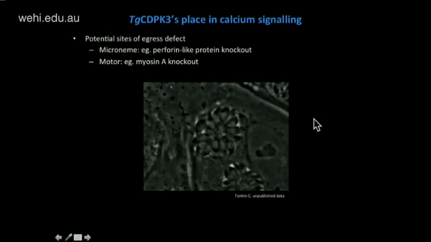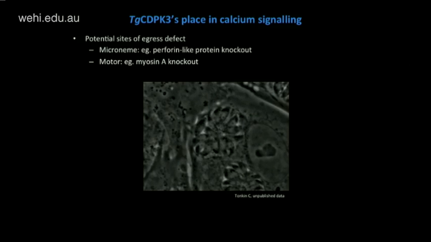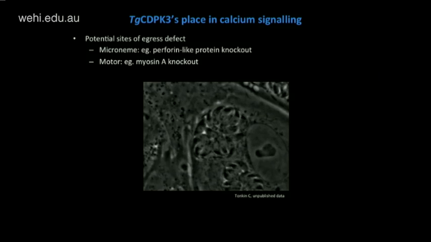On the other hand, if you still have normal microneme secretion, so you're still secreting the perforin normally, but you don't have motility, you get something more like this myosin knockout, where you can see, I'm not sure if you can see, but I can see, that the parasites are completely trapped. The parasitophorous vacuole has basically disintegrated around the edges there, and the parasites aren't able to get anywhere. So we couldn't see any motility.